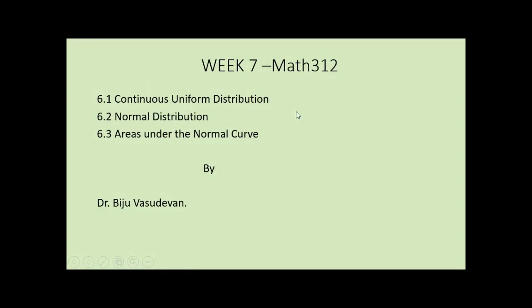Uniform distribution. And then we will see what is normal distribution. Finally, we end up with the areas under the normal curve.